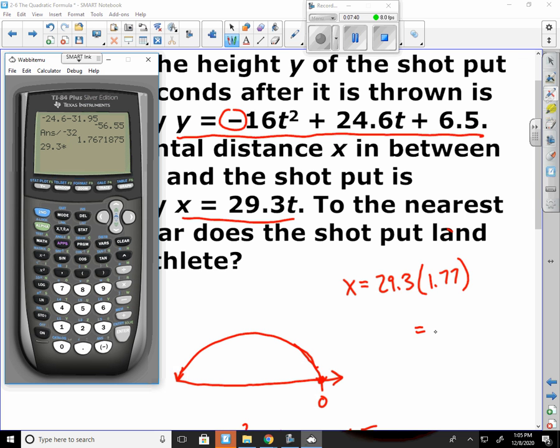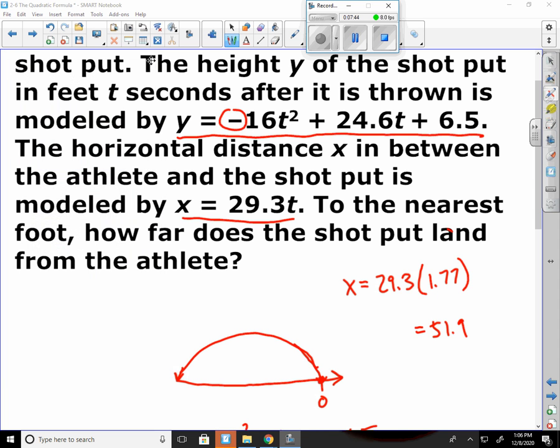That'll give me 51.9. So I use the first equation because t stands for time. I'm using the first equation to figure out the y. I need when the y is equal to 0. And then I just plug my t value that I get into the x equation. And it gave me 51.9. So that's the distance.